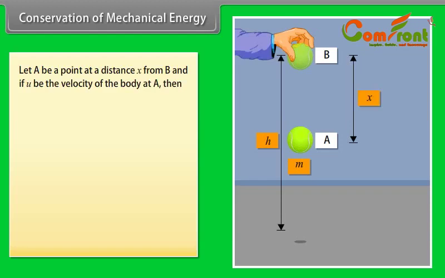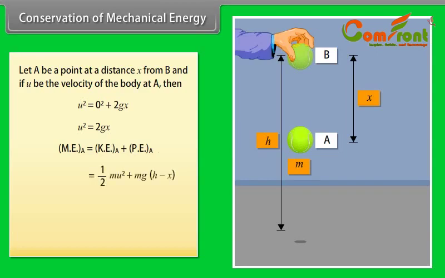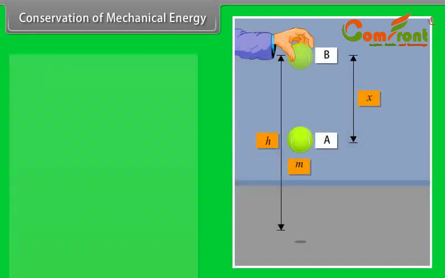Let A be a point at a distance x from B, and if u be the velocity of the body at A, then u square is equal to 2gx. Mechanical energy of the body at A is equal to kinetic energy of the body at A plus potential energy of the body at A. By calculating it, we get the mechanical energy of the body at A is mgh.